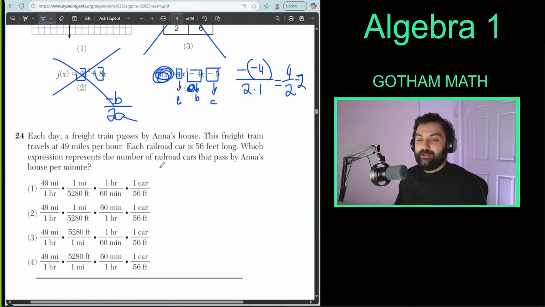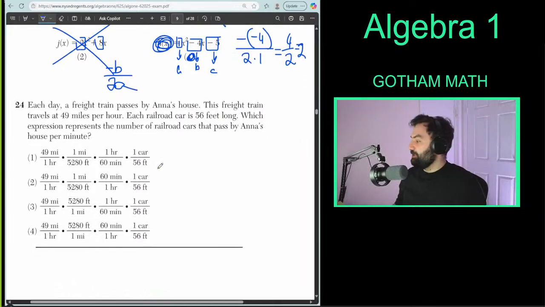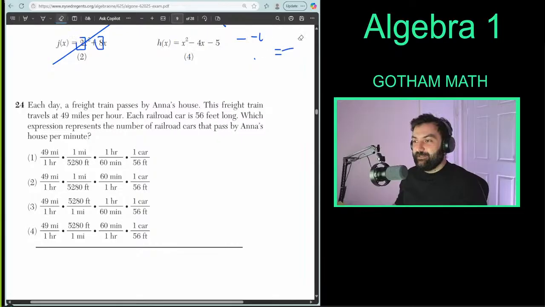Finally. Number 24 is the last question, guys. I want to make a short clip on how to solve this type of question without knowing at all what to do here. So, solving the hardest question on Algebra 1 Regents in 3 seconds.